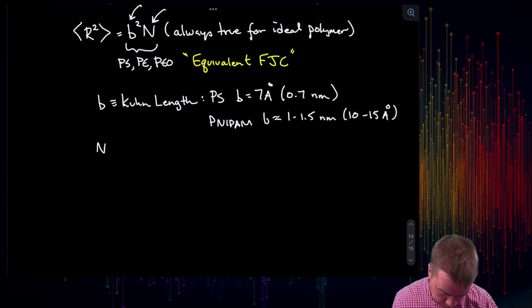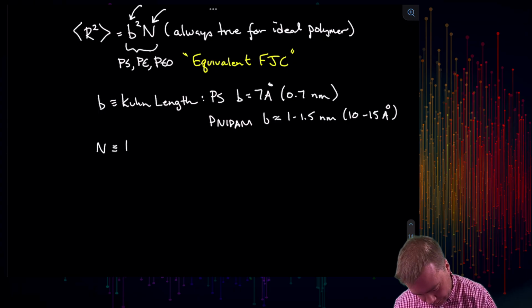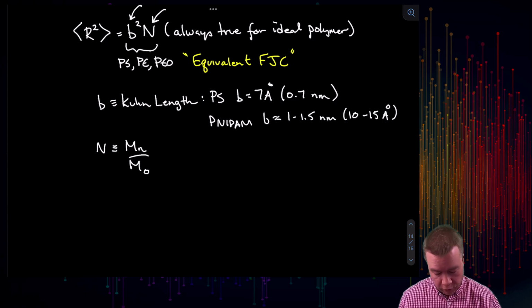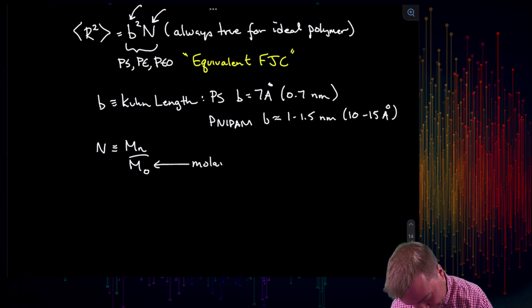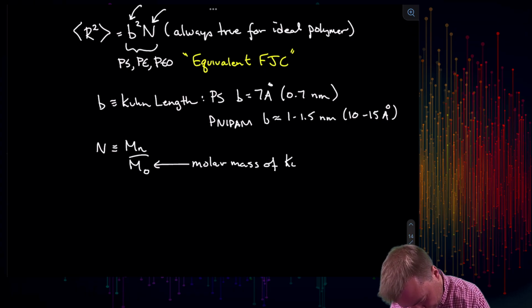N, the number of Kuhn monomers, is going to be whatever your molecular weight is, so the molecular weight of polystyrene, divided by the molar mass, or the molecular weight of the Kuhn monomer, okay? So this thing is actually the molar mass of the Kuhn monomer.